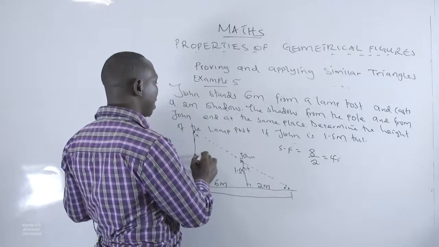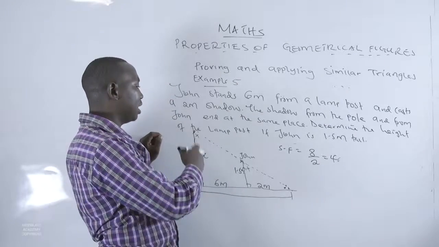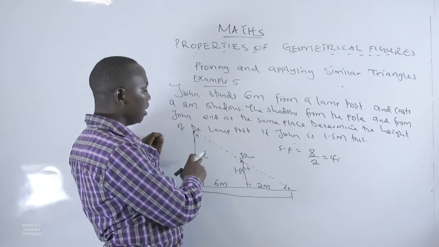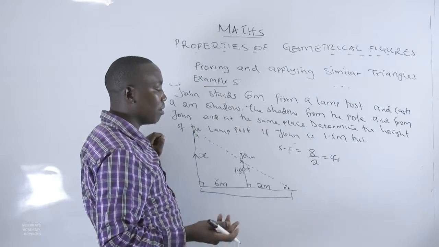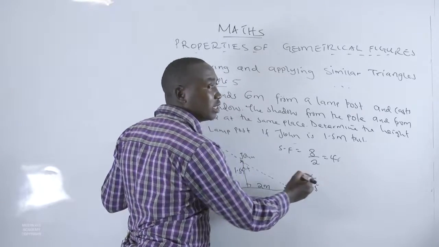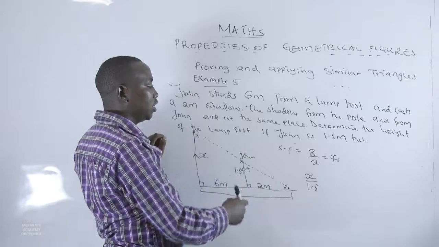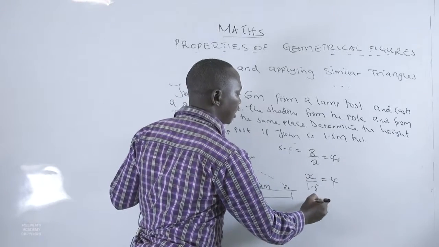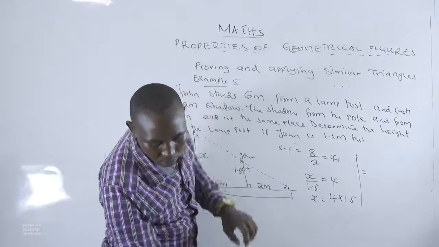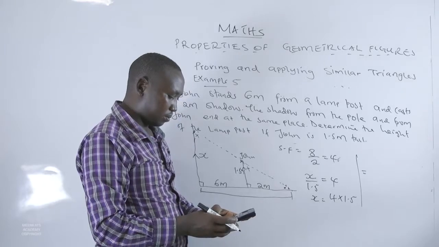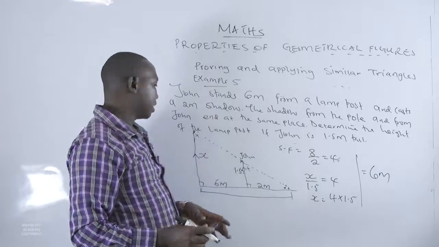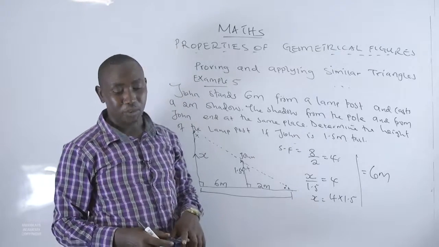Now with that scale factor, given that we don't know the height of this lamppost, we can find the height of this particular lamppost. When you take the height of the lamppost over the height of John, it should be equal to 4. That means that the lamppost is 4 multiplied by 1.5, which will be equal to 6 meters. So this tells us that the lamppost is 6 meters tall.